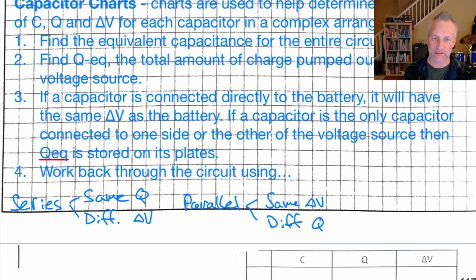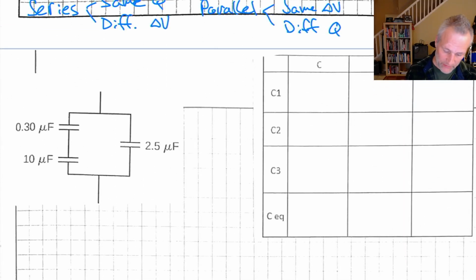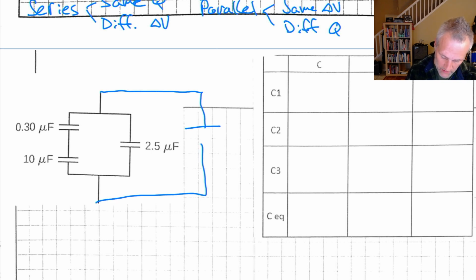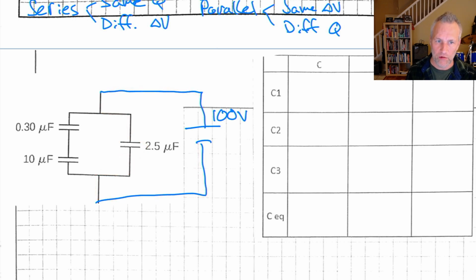So what do I mean by if something's connected straight to the battery? We're going to have an example of that here. It's not in the drawing, but you're going to add this in. This circuit here is going to be connected to a 100 volt source. And you can see that this capacitor right here is connected straight back to the battery. So I already know that it's going to have 100 volts on it. And if I know the capacitance and I know the voltage, I can find the charge on that capacitor without even having to do any equivalent capacitance work.